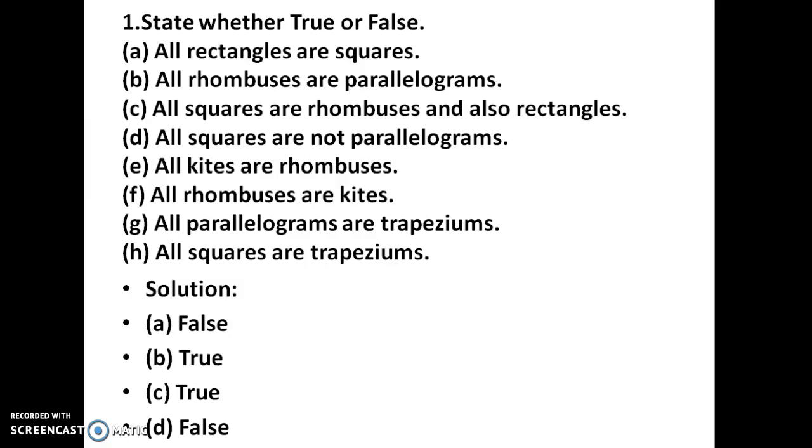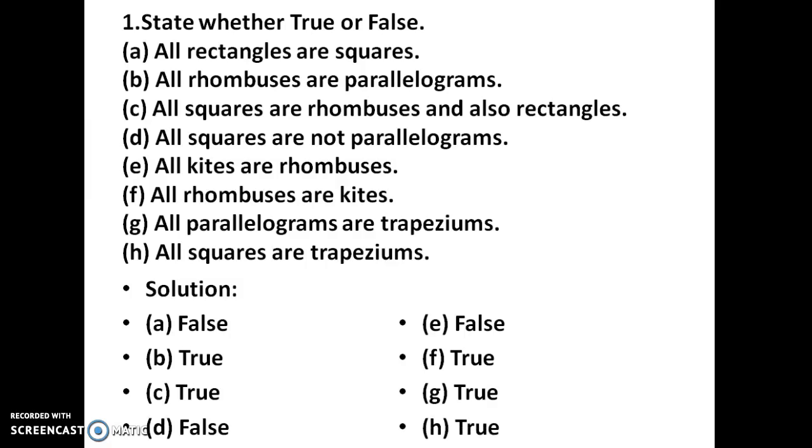All kites are rhombuses. No, that's false. That's not true. All rhombuses are kites. That's true. Already in the previous slide we saw. All parallelograms are trapezium. True. So it's also a trapezium. All squares are trapezium. True.